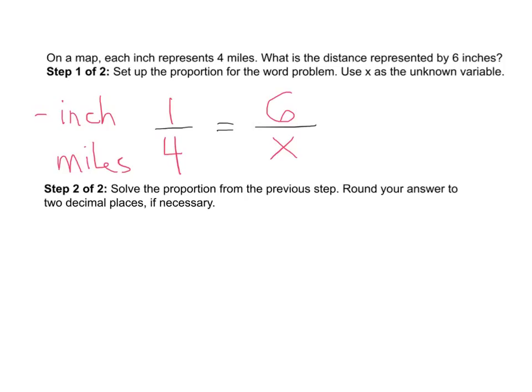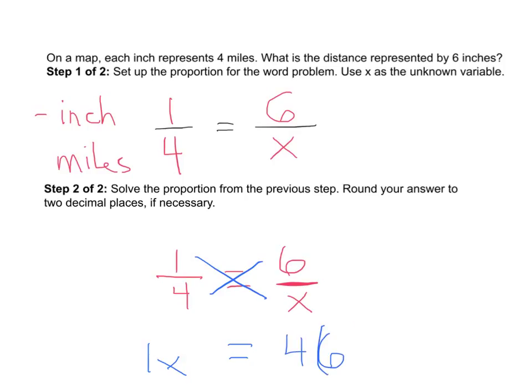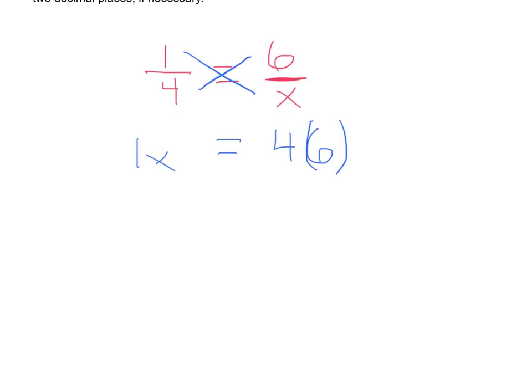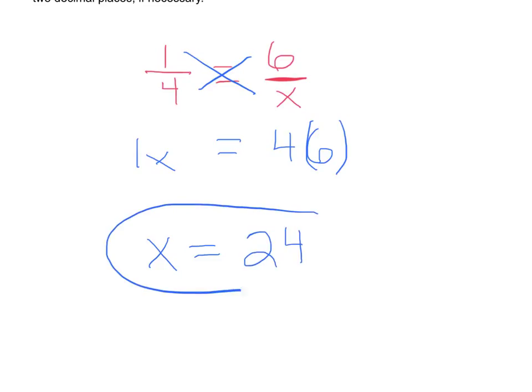And then to solve the proportion, we actually just cross multiply. So you've got your 1 over 4 equal to 6 over x. This is what's called a proportion. We can cross multiply in this case. 1 times x equals 4 times 6. Put that in parentheses because we're multiplying. Okay, so in other words, 1x is x, and 4 times 6 is 24. And that would be miles.